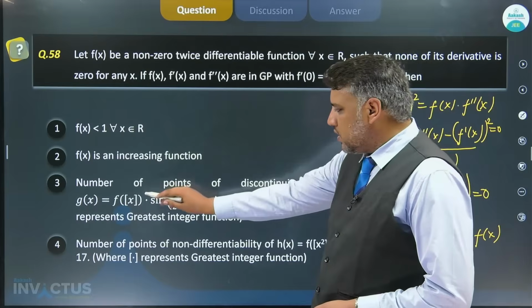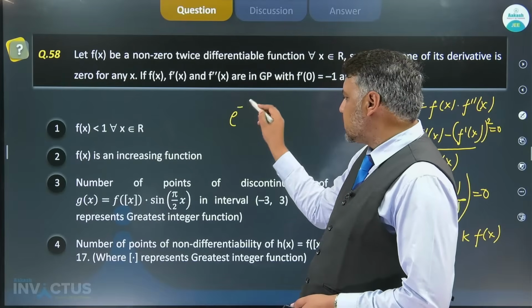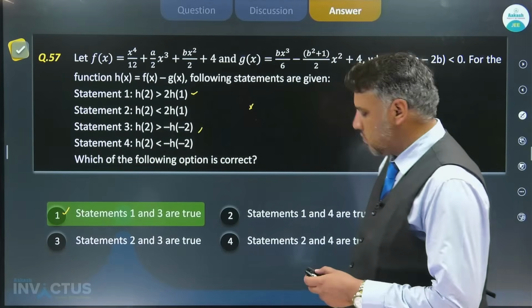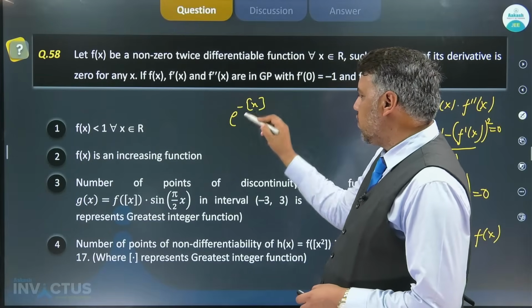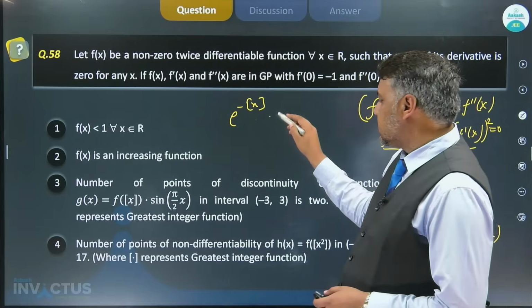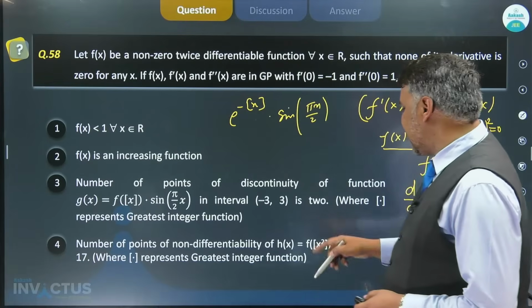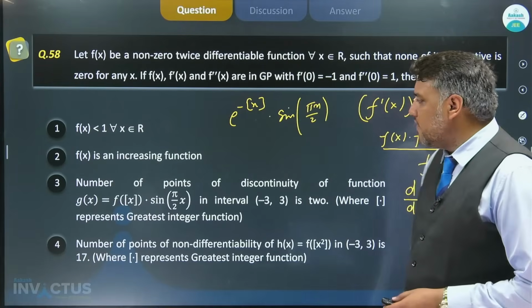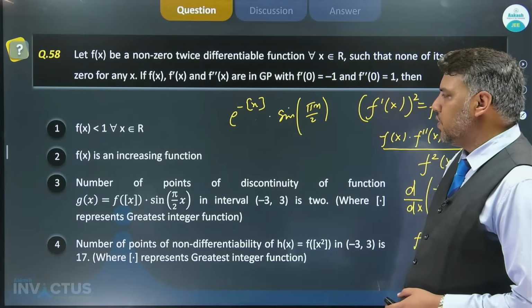So this is a product of two functions. So this will be e power minus integer of x. Wait, e power minus integer of x. हमने बस f में x की जगह integer x put किया है. तो this into sine of pi x by 2. So in the open interval -3 to 3, we have to comment at how many points this function is discontinuous.